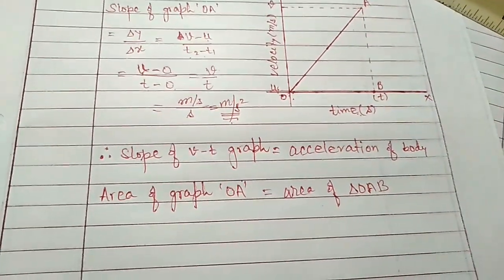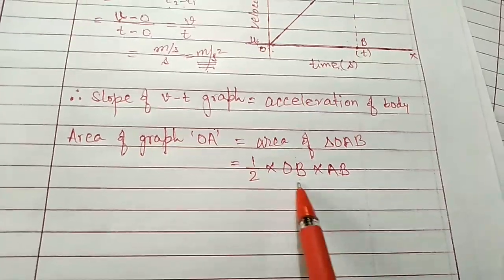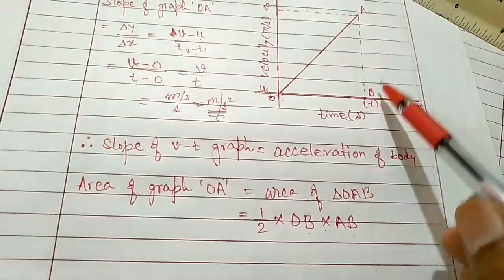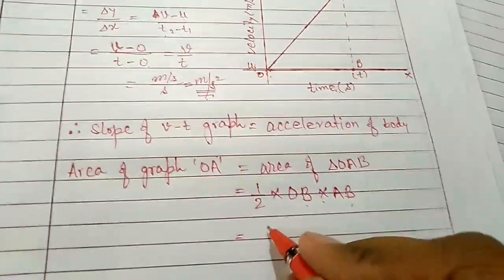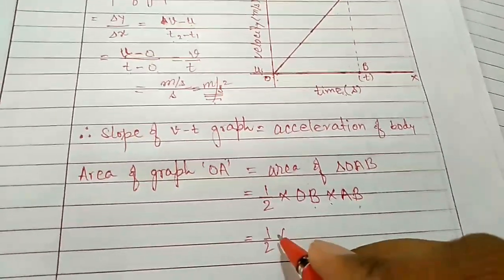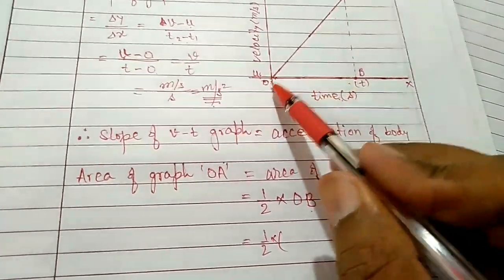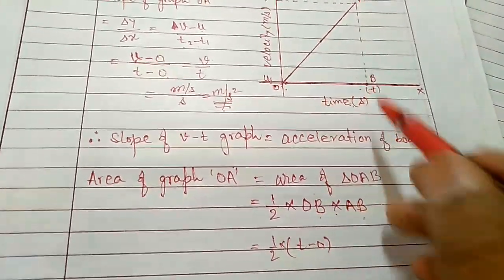Let's fill in the equation values, and we know that the area of a triangle is half into base. Base is what? OB, into height. Height is what? AB. Now fill in the values. You can see here the value of half into OB, this value, comes t minus 0. OB is t minus 0, into AB. What is AB here?